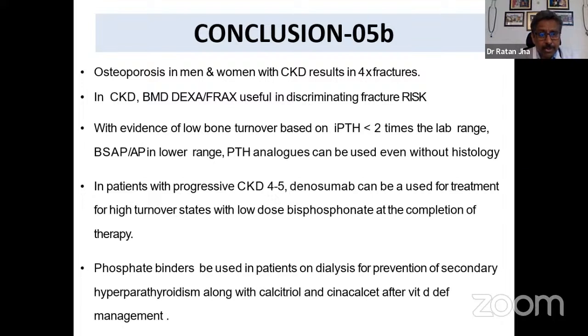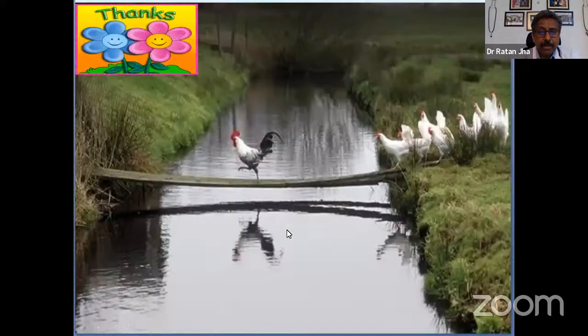In patients with progressive CKD, denosumab is preferred for treating high turnover bone disease, with low dose bisphosphonate at the completion of therapy or on dialysis. Phosphate binders should be used in patients on dialysis for prevention of secondary hyperparathyroidism, along with calcitriol and cinacalcet, after the vitamin D deficiency has been managed. So that is all that I wish to share about osteoporosis and CKD management. Thank you.